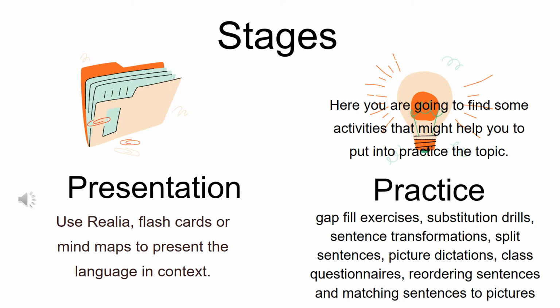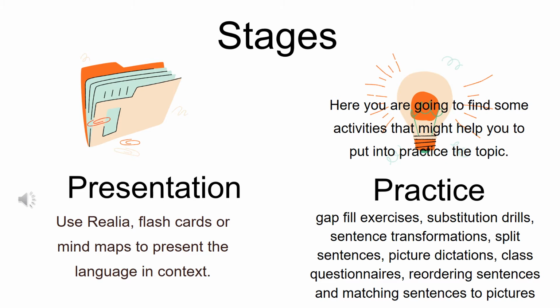So, as we commented before, we are going to use some stages. The first one is presentation. In presentation, we have to present the topic in a meaningful context. That is why we use realia, flashcards, or mind maps that help us to show the language in a more interesting way. Also, you can practice the grammar orally before writing, doing positive, negative, question, and short answer sentences. If I notice that my students understood the form and the meaning, I'm going to continue with the practice stage.